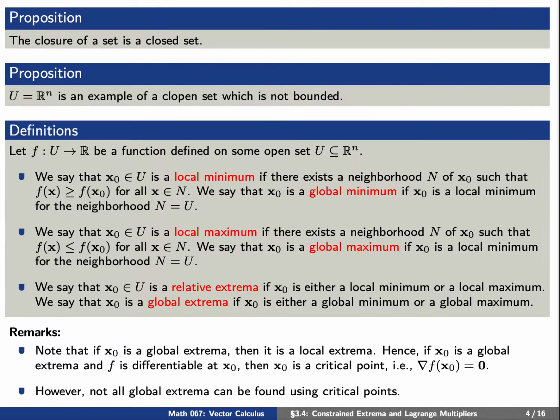Here's a couple of results. The closure of a set is a closed set. R^n is an example of a clopen set, which is not bounded. Here are a few definitions.